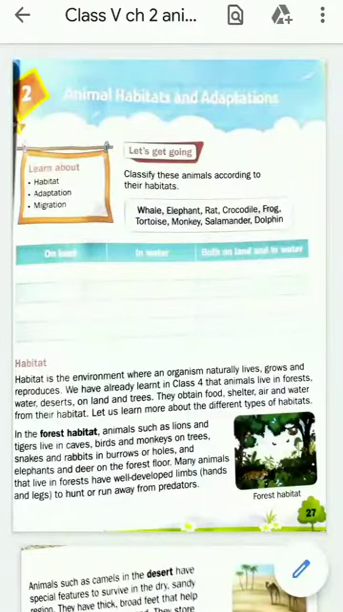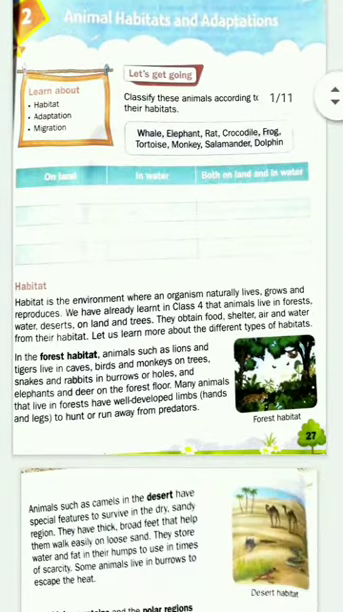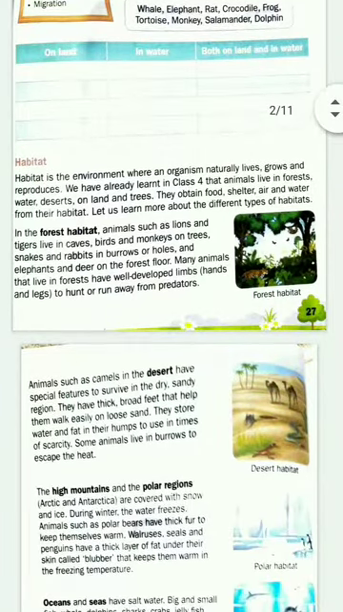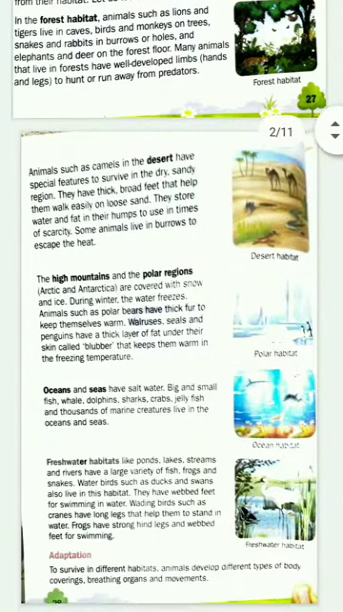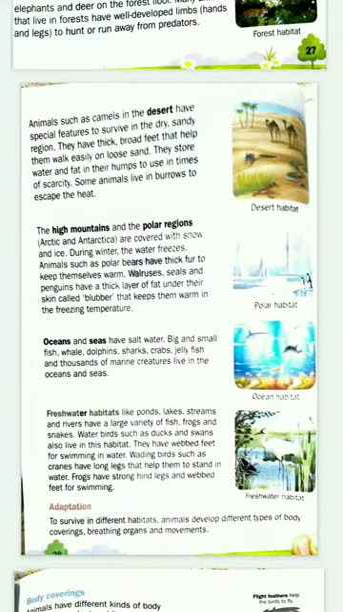Students, in our previous lecture, we have read how different types of animals live at different places. I have told you that habitat is the environment where an organism naturally lives, grows and reproduces. Under this, we have read what is forest habitat, desert habitat, then high mountains and polar region habitat, ocean and river habitats, and freshwater habitats. I think up to here, each and every topic is clear to you.